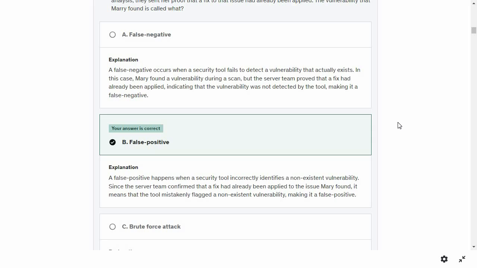A false negative occurs when a security tool fails to detect a vulnerability that actually exists. In this case, Mary found a vulnerability during a scan, but the server team proved that a fix had already been applied, indicating that the vulnerability was not detected by the tool, making it a false negative. So this is not correct for this scenario.